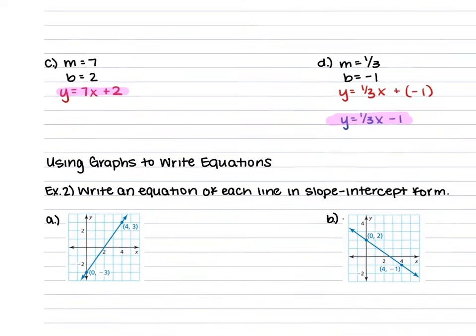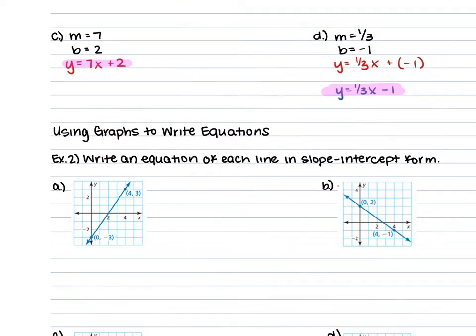The next part of your notes for this section goes into writing these equations in slope-intercept form given a graph. When you're given a graph, you're going to find your slope by going up and to the right or down and to the right. Then you take your y-intercept, which is where that line crosses the y-axis, and you just plug in your numbers.